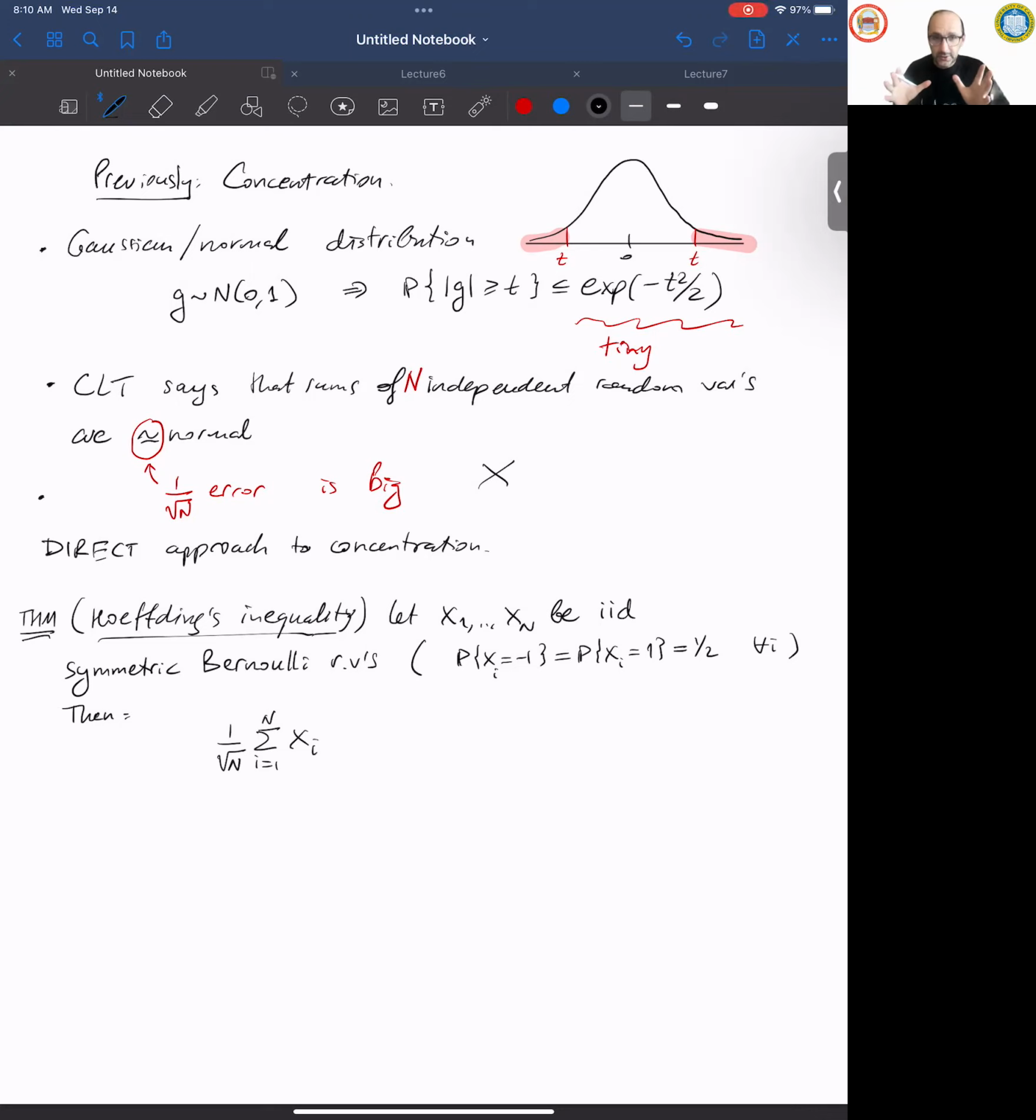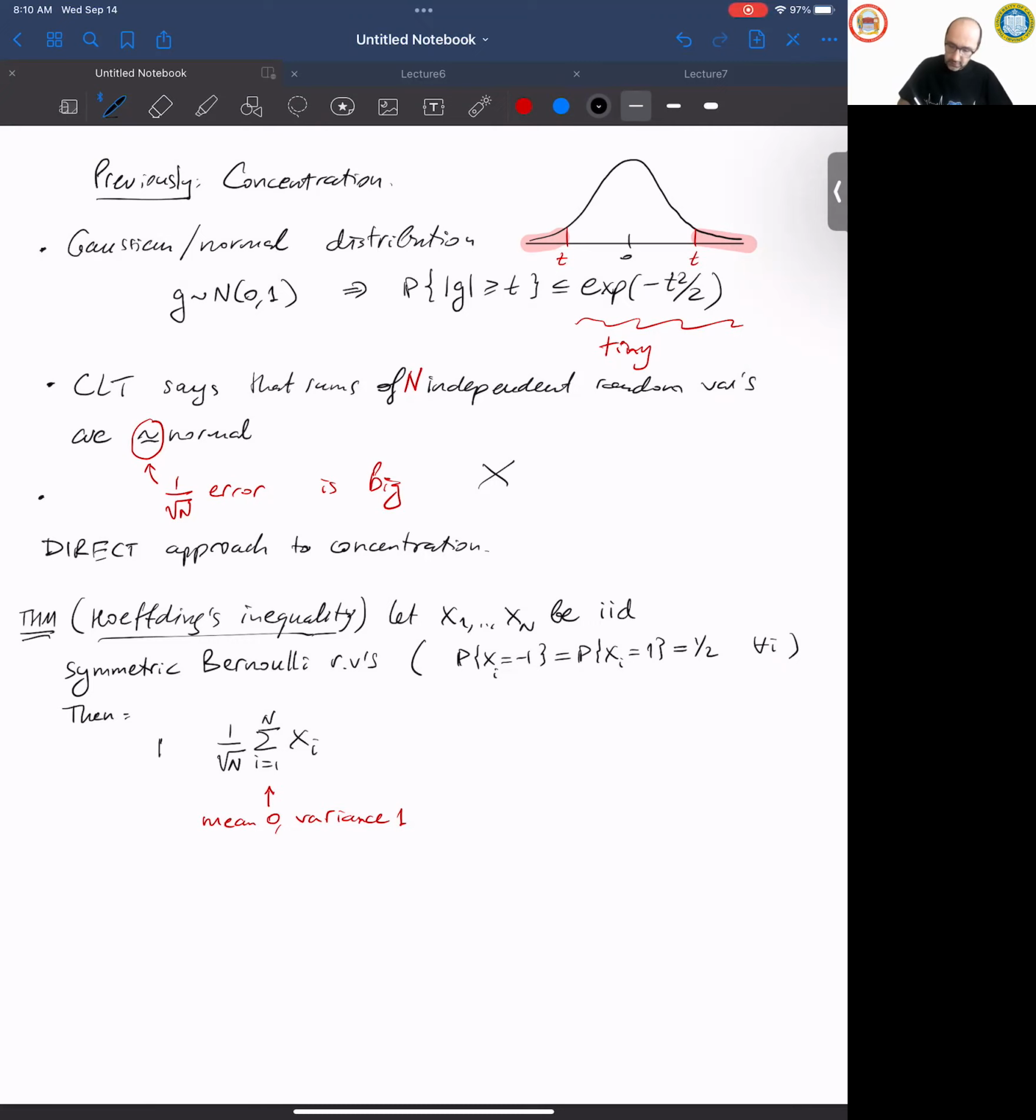Okay, so why do we normalize by square root of n? We want this sum to have unit variance. So just to make this clear, this has mean 0 and variance 1. And why do we need that? Because kind of in the back of our mind, we should have the normal distribution that has mean 0, variance 1.